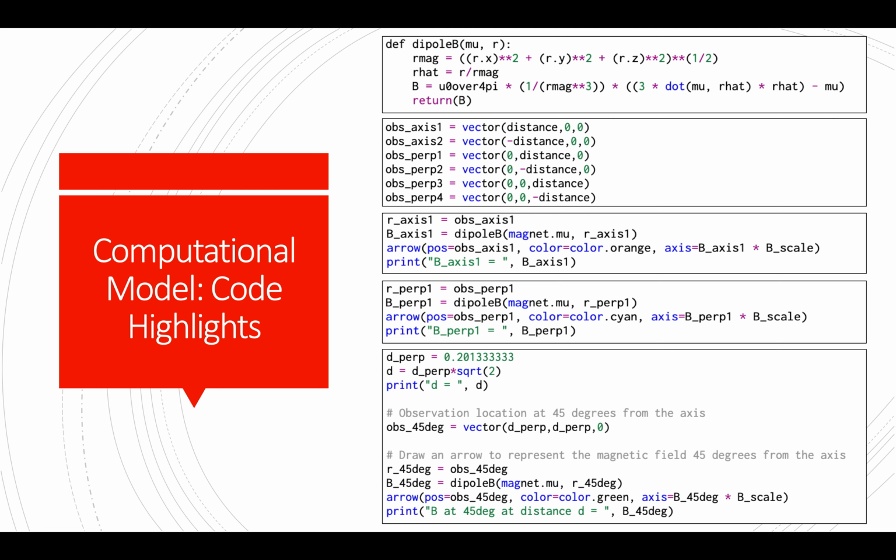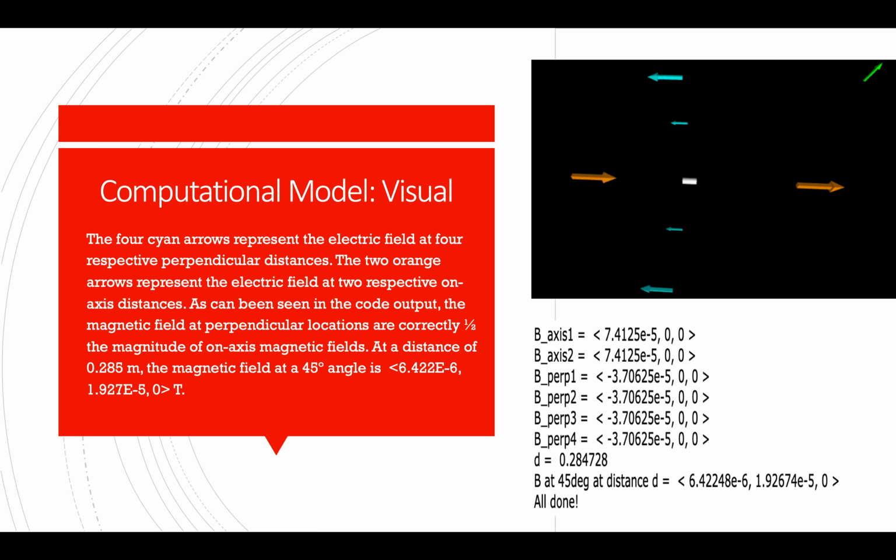To calculate the magnetic field at 45 degrees, I input the d-perp value and observation location, then use the dipole B function to calculate the value. In the visual, the 4 cyan arrows represent the magnetic field at 4 perpendicular distances. The 2 orange arrows represent the magnetic field at 2 on-axis distances. In the code output, the magnetic field at perpendicular locations are correctly half the magnitude of on-axis magnetic fields, and the magnetic field at 45 degrees was calculated.